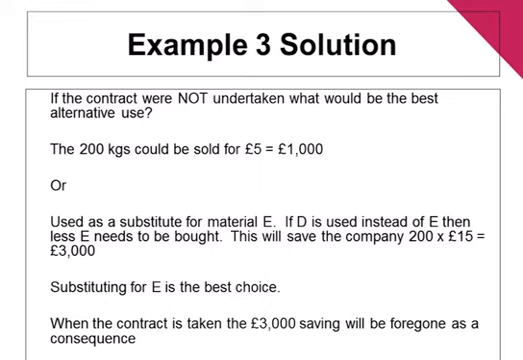Okay, well, there's a few things. If the contract was not undertaken, the 200 kilograms could be sold for £5 each, so that makes £1,000. Or it gets more tricky, whereby we substitute for material E. If we use D instead of E, then you need less E to be bought. So actually you save the company the future cost of purchase, and so it's £3,000. Therefore, the better choice is saving the £3,000.